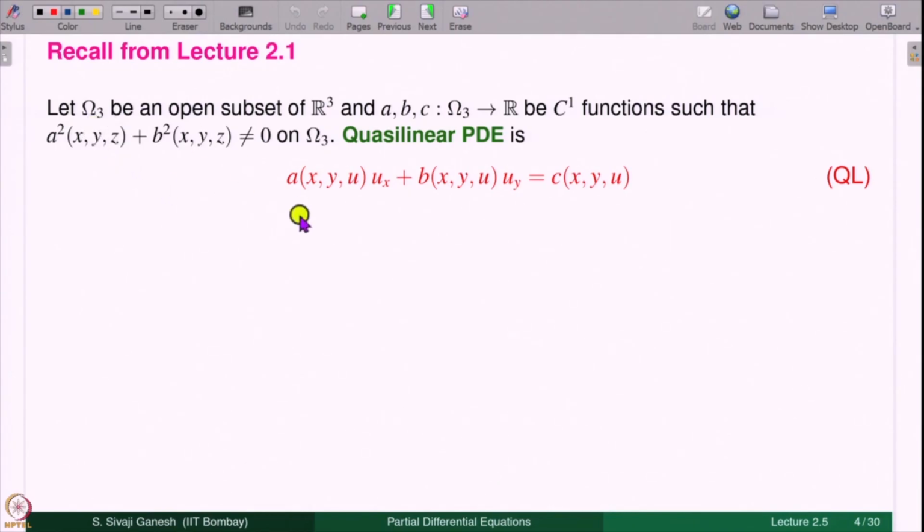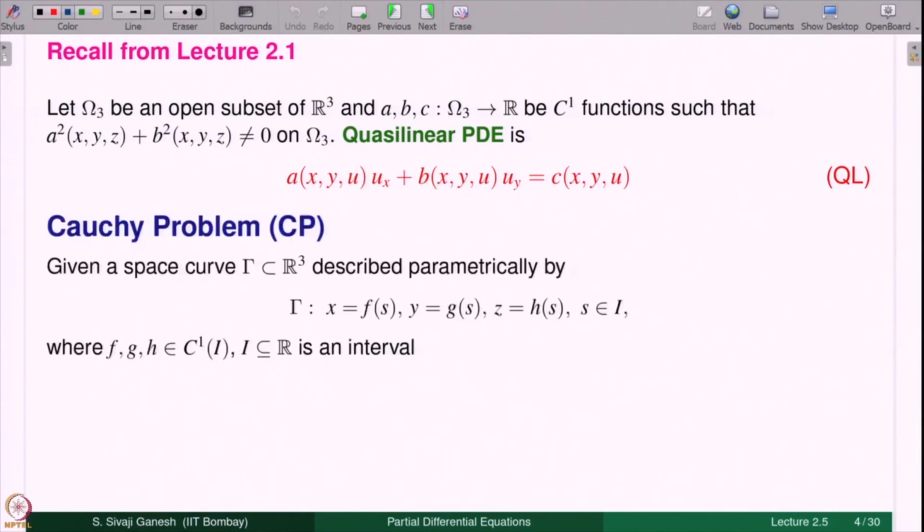So that we have some form of the PDE. If both A and B vanish, then there is no PDE, right, the LHS is 0. Therefore, we require that at least one of A and B is non-zero at every point of omega 3. So, what is the Cauchy problem?